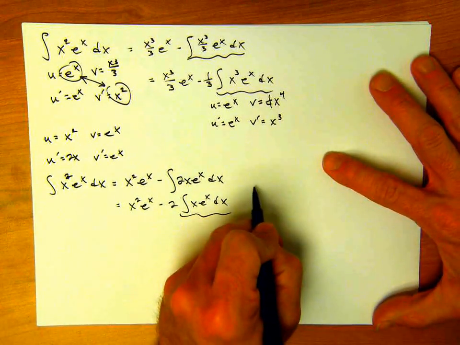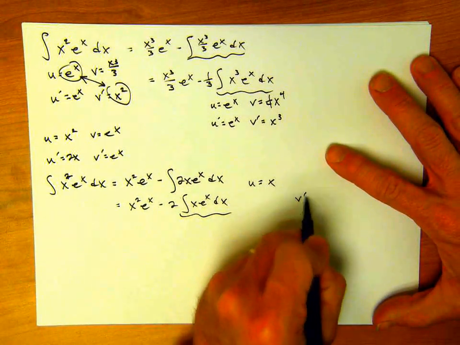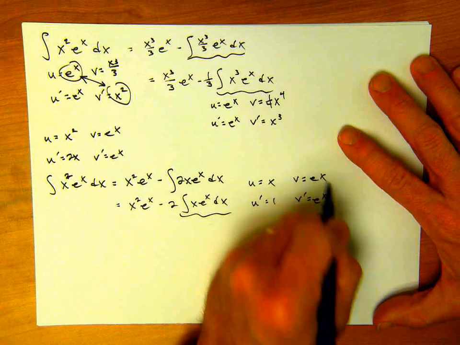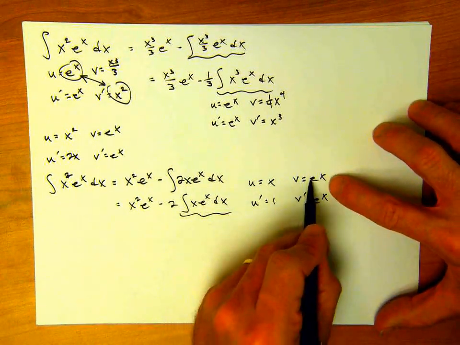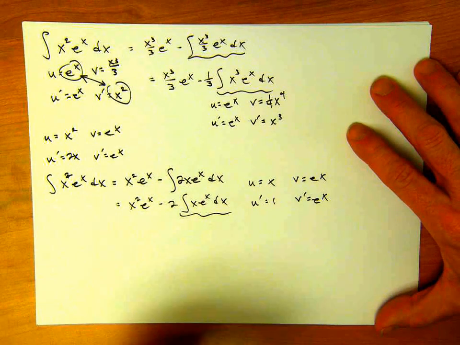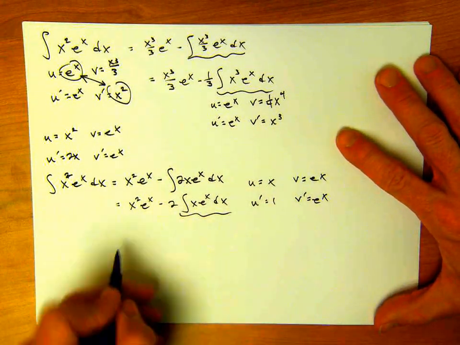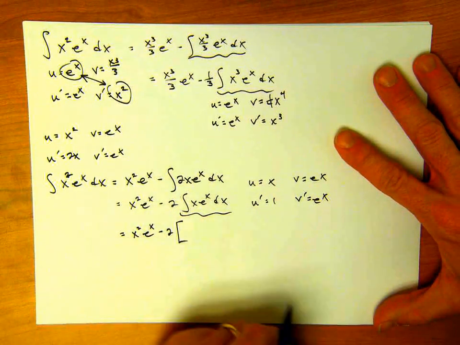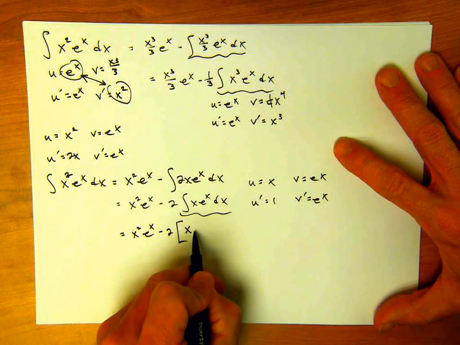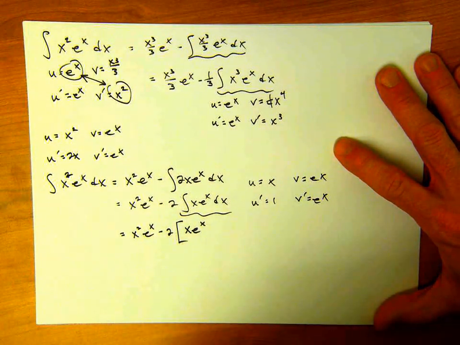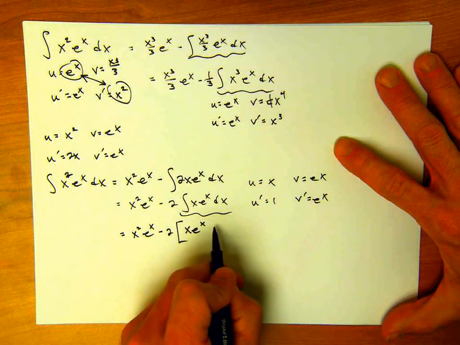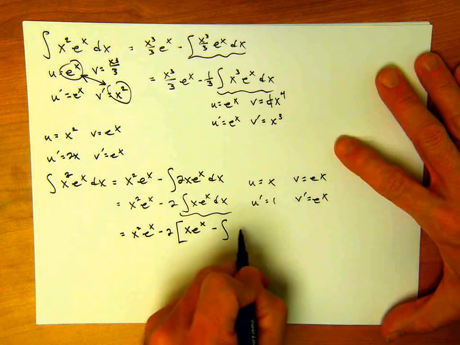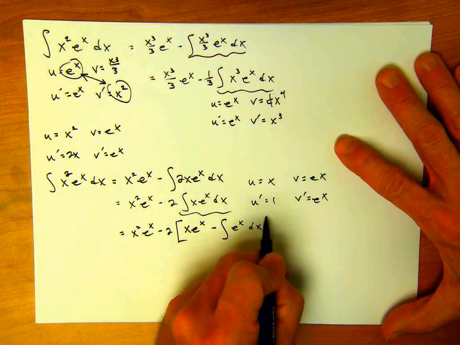All right, so if we let u equal x, v prime equal e to the x, then u prime is 1, v is e to the x. Notice now that when we get u prime times v, we're just going to get e to the x. That's something we can do. So we're making progress. All right, let's see. x squared e to the x minus 2 times this whole thing. So u times v, that's x e to the x, and then we're going to subtract the integral of u prime times v, so that's just going to give me e to the x dx.